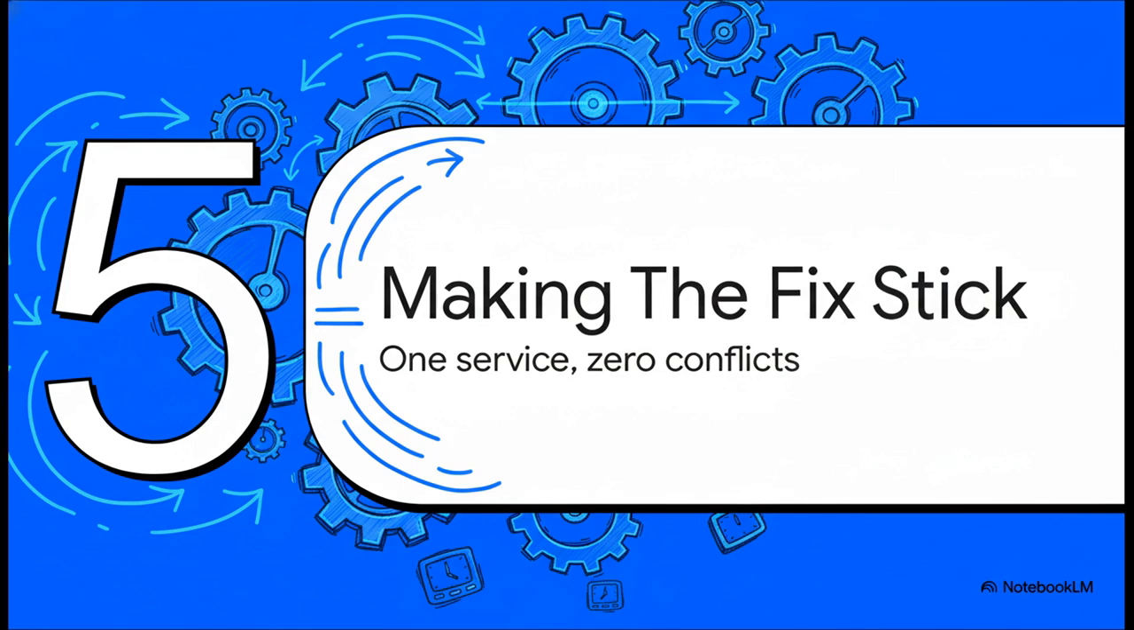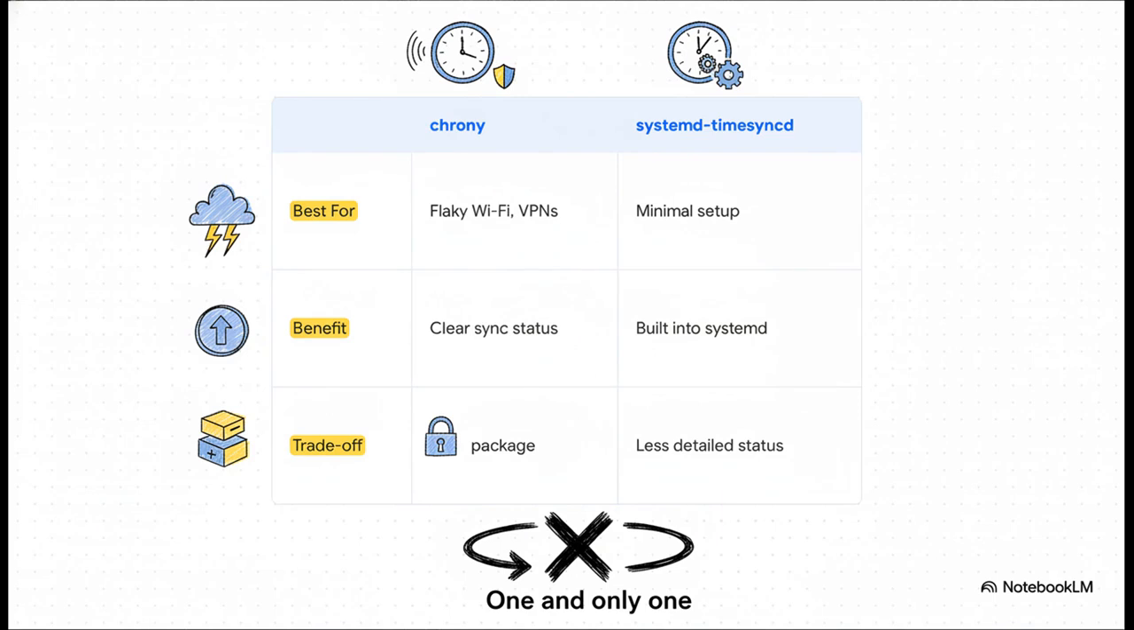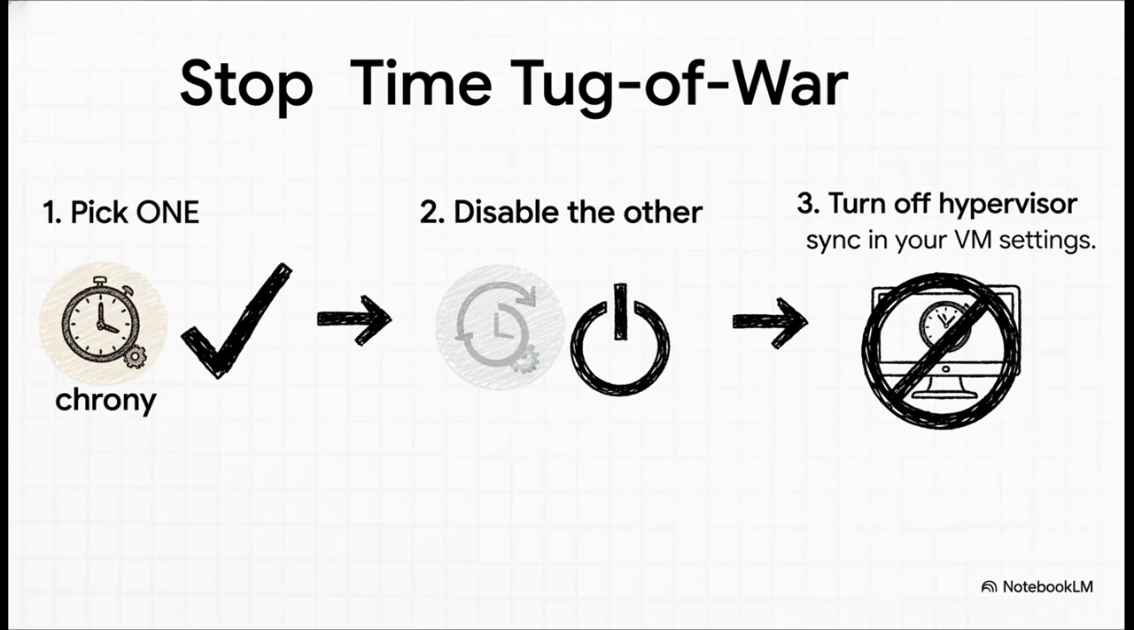So now we get to the most important part, setting up a single source of truth for time so this error just goes away forever. On most modern Linux systems, you've got two great options, Chrony or systemd-timesyncd. Chrony is super robust. It's great for flaky Wi-Fi or when you're jumping on and off a VPN. Systemd-timesyncd is simpler because it's already built in. Honestly, they're both fantastic. The most important thing isn't which one you pick, it's that you pick one and only one. And this is it. This is how you stop that tug of war for good.